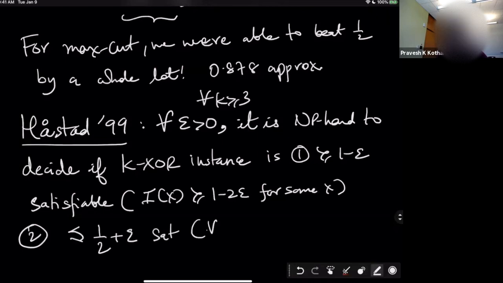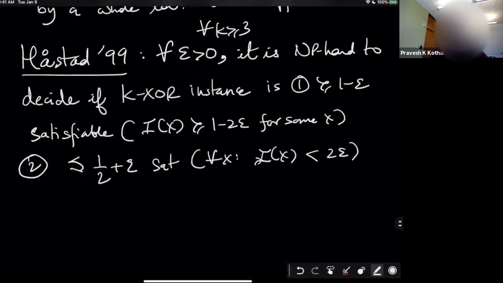That's like saying that for all x, I of x is at most 2 epsilon. This is just simple algebra, nothing complicated going on. I'm just reminding you that our notation is helpful. So basically, Håstad proved that there is no way to beat this half approximation algorithm. This theorem statement is simply a way to state that there is basically no substantially better algorithm that can give you better than half approximation for the max k XOR problem when k is bigger than or equal to 3.